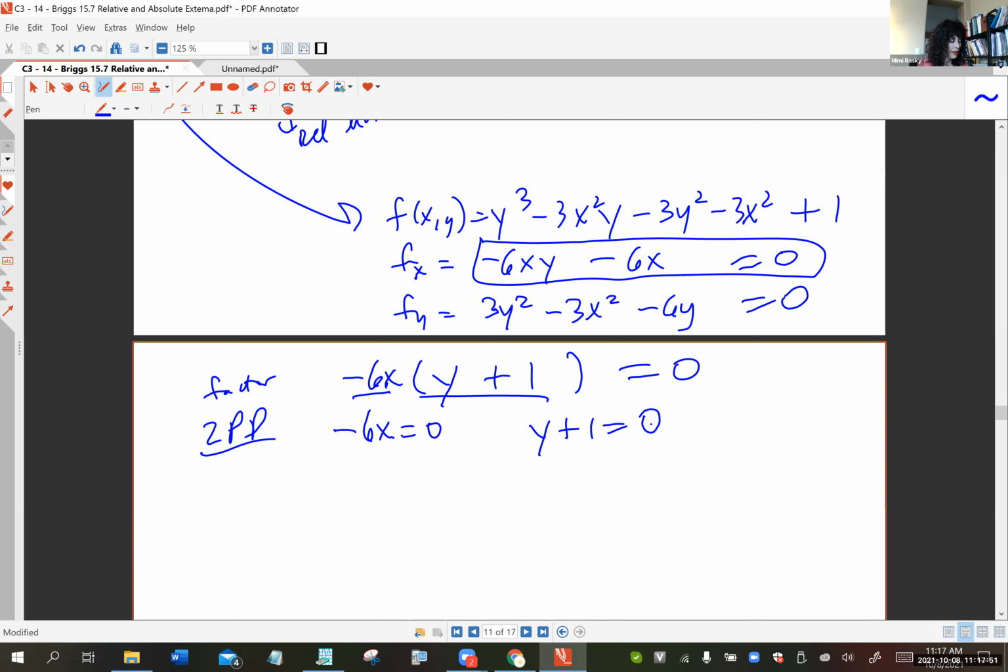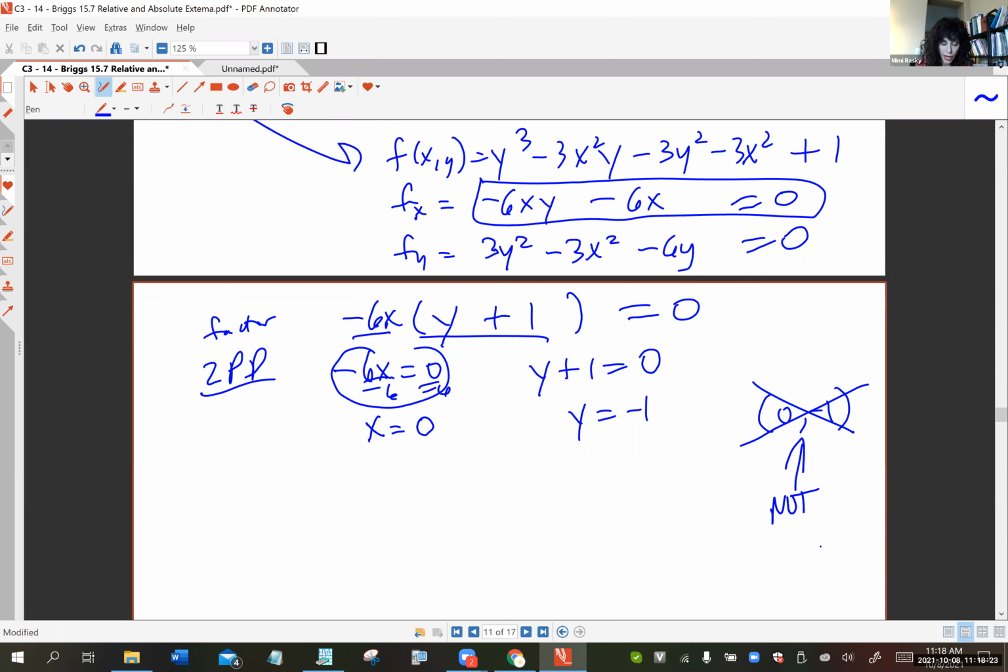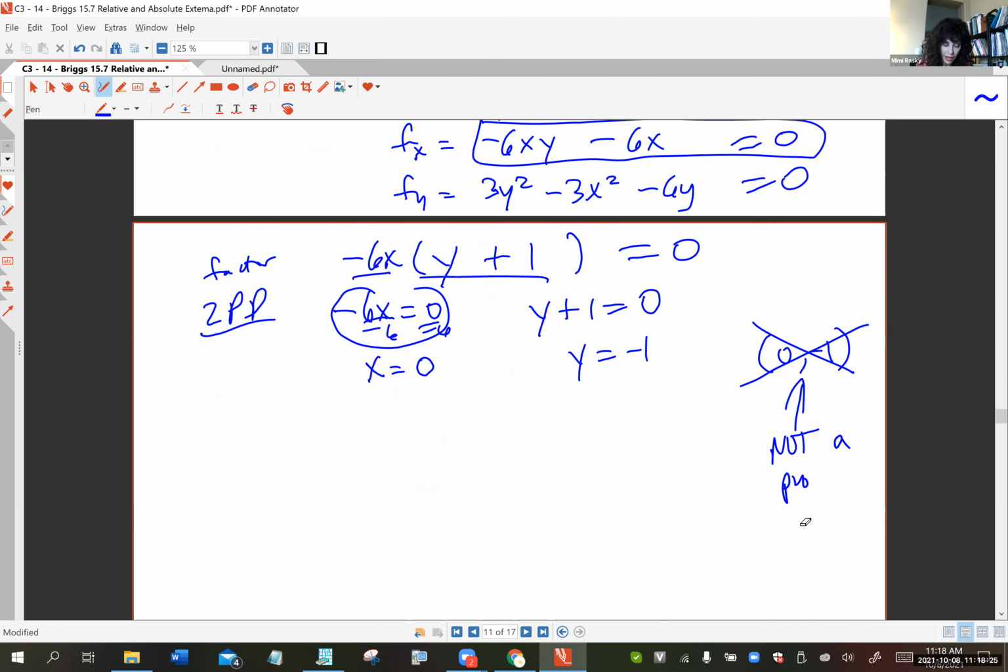Now, this is where it gets a little tricky. If you solve the first equation for x by simply dividing both sides by negative 6, you'll get x equals 0. Fine. But here's the big mistake students make. They solve the other equation for y and say, doesn't this mean that (0, -1) is a critical point? No, not a critical point. Why not? It looks like it would be. Let me argue why not.